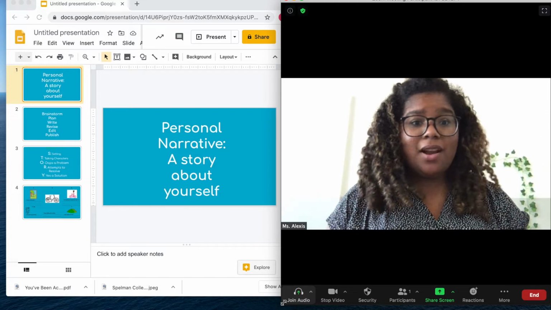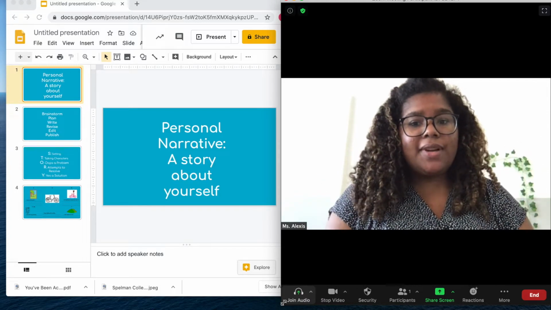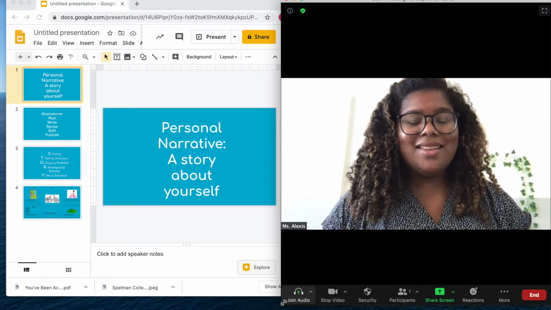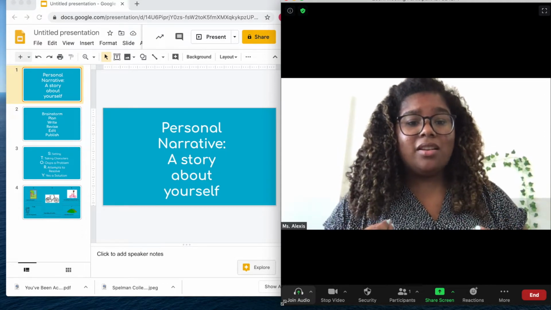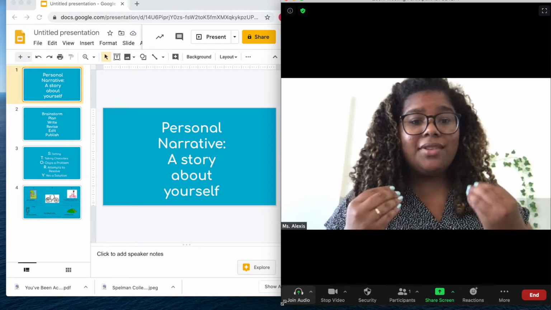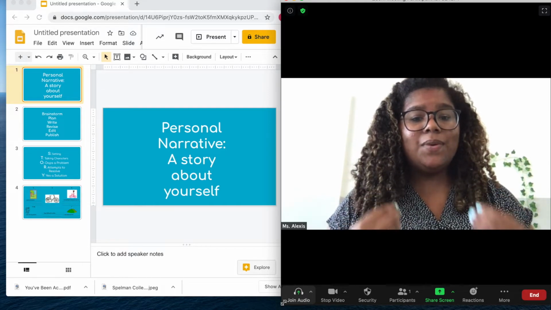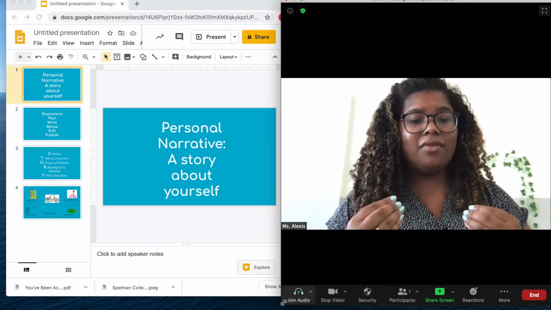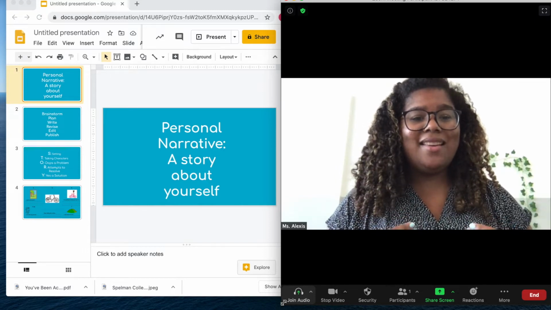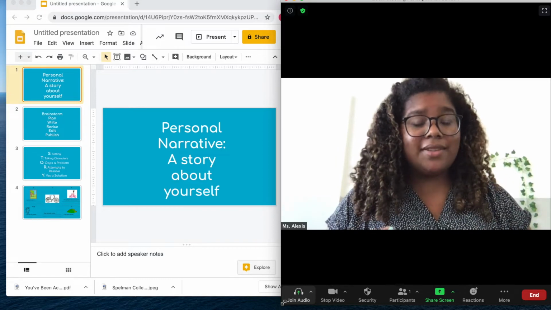So let's jump right in because we have a lot of things to cover. In first grade, you will be writing stories or compositions. We're going to do a lot of work focusing especially on a personal narrative. Personal narratives are a story about yourself. A story about yourself. Say it with me. A story about yourself. Your turn.